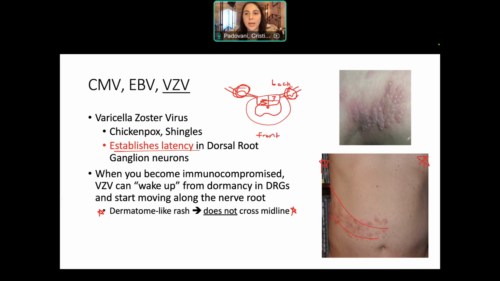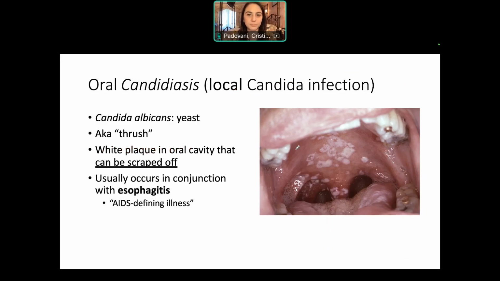Okay, here's what it looks like. They'll talk about a vesicular rash. They'll say it looks like vesicles. This is what vesicles look like, like they could pop at any second. That's what a vesicular rash looks like, varicella zoster.